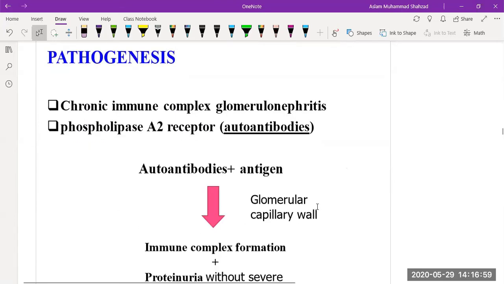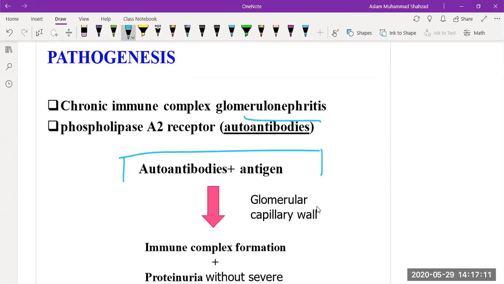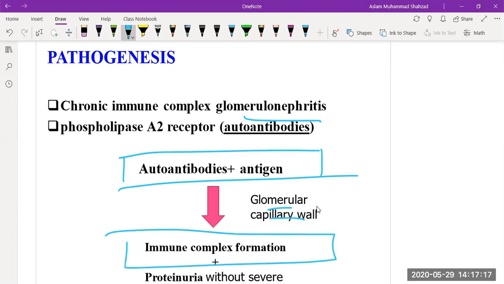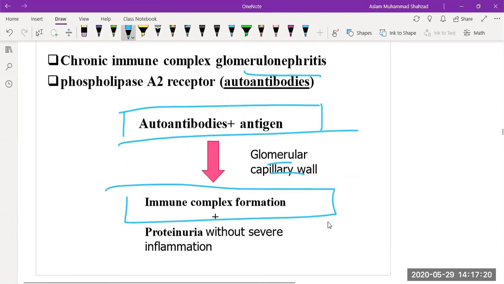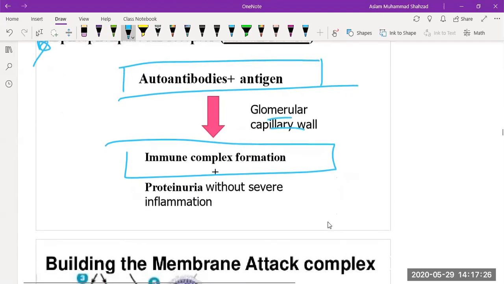What happens is that it is a chronic immune complex glomerulonephritis: autoantibodies and antigen react in the glomerular capillaries and form the immune complex. That occurs because of the phospholipase A2 receptor, and that is responsible for the immune complex and proteinuria without severe inflammation, because it is an autoimmune disorder, not an inflammatory disease. So that is how you diagnose it: the key characteristic is that there will be no inflammation but there will be proteinuria with immune complex formation.